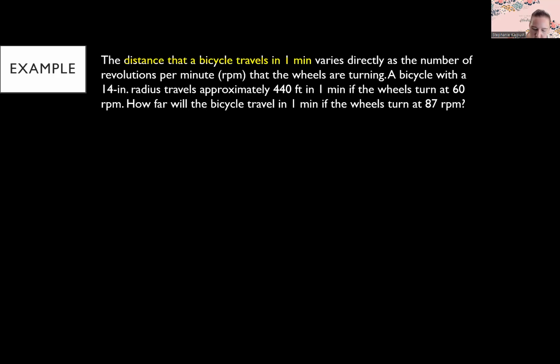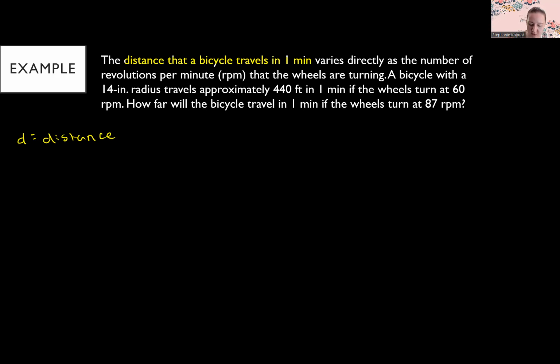So the distance that a bicycle travels in 1 minute, that is basically our first variable. And you don't have to write that whole thing, but we can just write D for distance. That's what we're going to represent the distance a bicycle travels by: D.